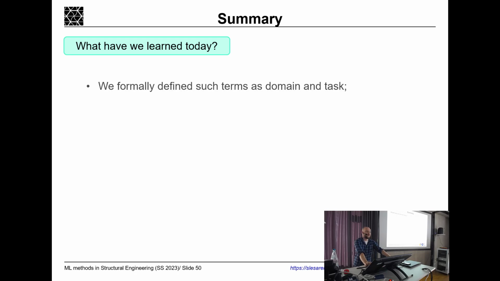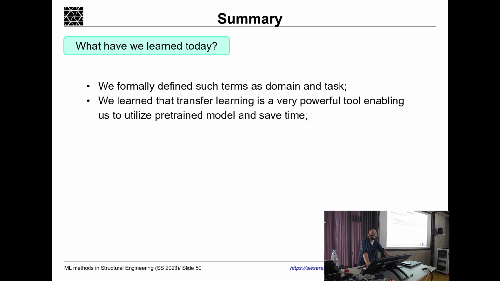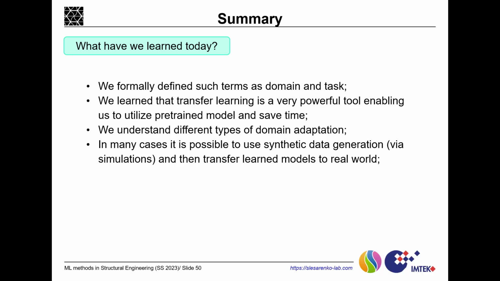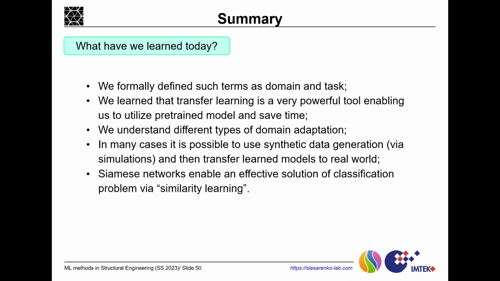On that, I think we are in good timing. We have a summary of what we have learned today. We formally defined such terms as domain and task, though I think I failed a little bit to do it properly. We learned that transfer learning is a very powerful tool enabling us to utilize pre-trained models and save a lot of time. We understand different types of domain adaptation, at least a bit. In many cases, it's possible to use synthetic data generation via simulations and then transfer the learned model to the real world. And finally, we learned a little bit about the quite interesting approach of Siamese networks that enable an effective solution of the classification problem via so-called similarity learning.